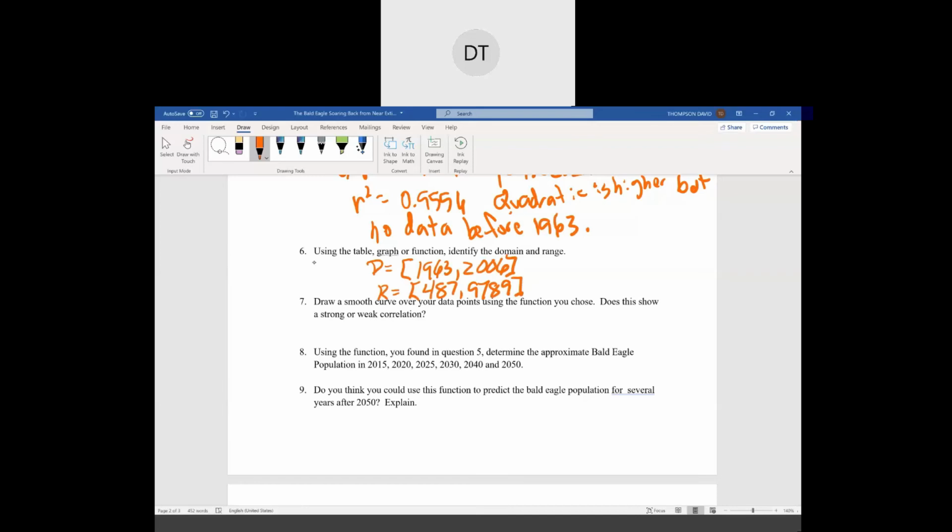Now, when we looked at the graph, it says draw a smooth curve over the data points using the function you chose to show a strong or weak correlation. So that did show a strong correlation when we looked at the graph, because a lot of the points did hit the graph. And also we saw the R squared value was really high. Using the function you found in part 5, determine the bald eagle population in 2015, 2020, 2025, 2030, 2040, 2050.